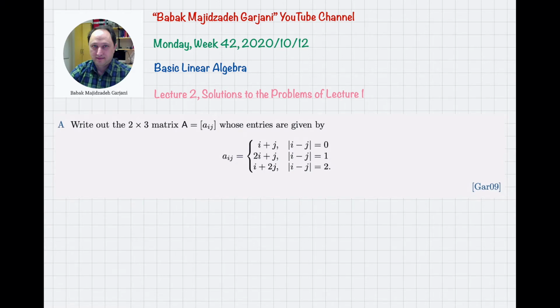We're supposed to write out a 2 by 3 matrix A with entries little a sub ij, where these entries are defined by a set of relations defined here. We add i and j together if the absolute value of i minus j is equal to 0. We add 2 times i to j if the absolute value of i minus j is equal to 1. And finally, we write the i index plus 2 times the j index if the absolute value of i minus j is equal to 2.